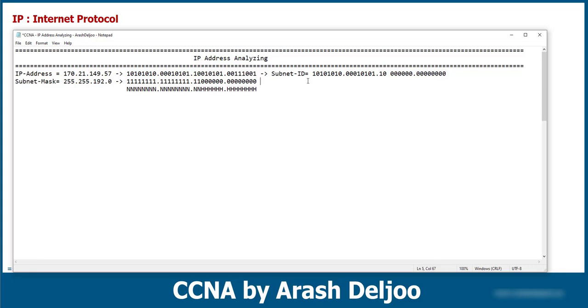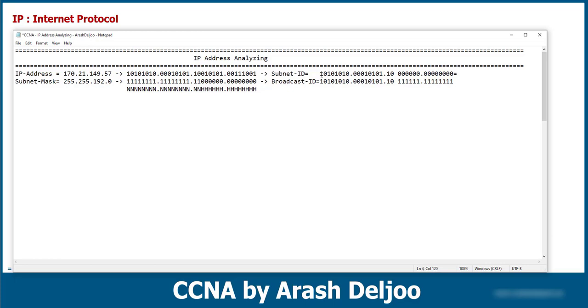And for the broadcast ID, you know that broadcast ID and broadcast address are the same. We can use 1 instead of the host bits. Let me copy the network address again. This is the network address. I'm going to find the broadcast ID or broadcast address. We need to use 1 instead of the host bits. That's it. Now we can calculate these two values.